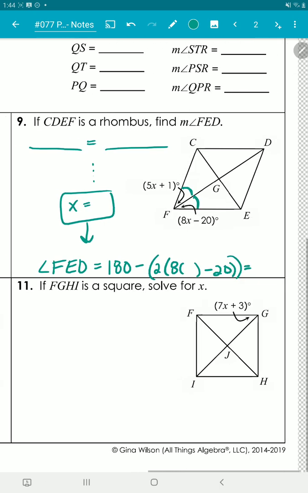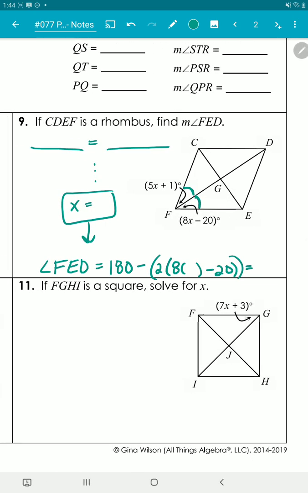Now we're going to lastly look at number 11. So this is going to be half of 90 degrees because it's one of those. So we have 7x plus 3 equals 45 degrees because it's half of that corner. Go ahead and solve for x on your own. You can do this on your own.